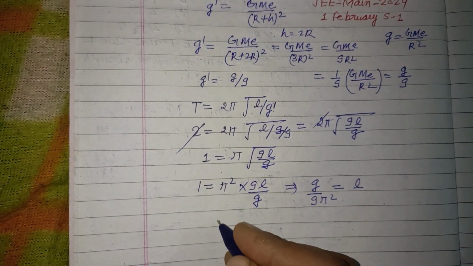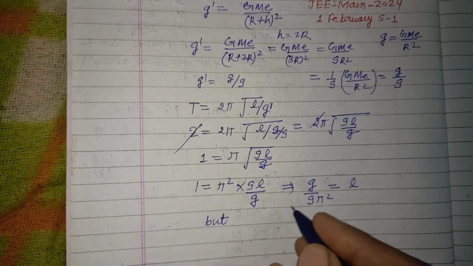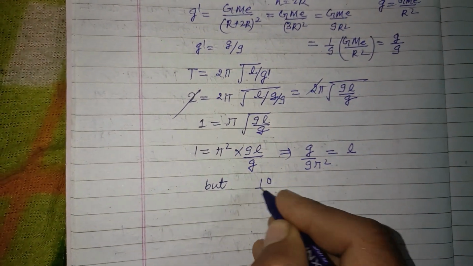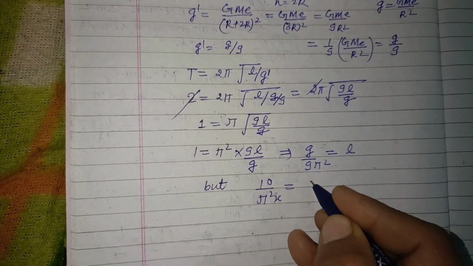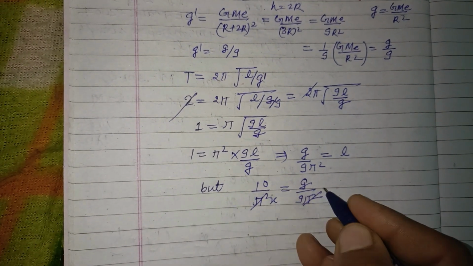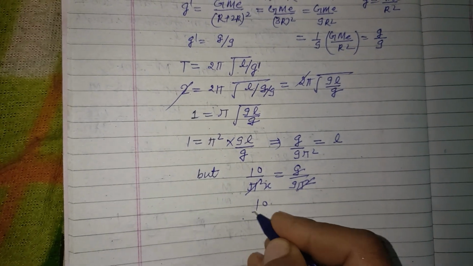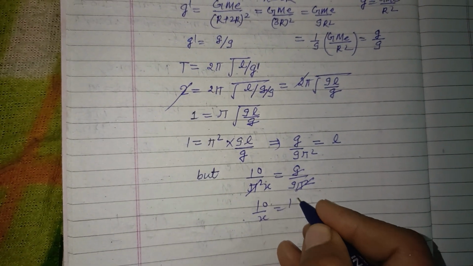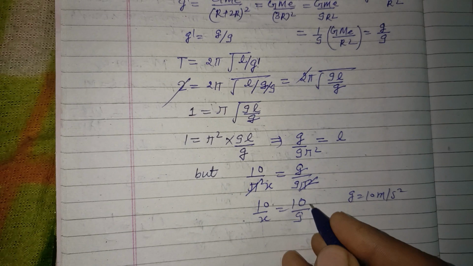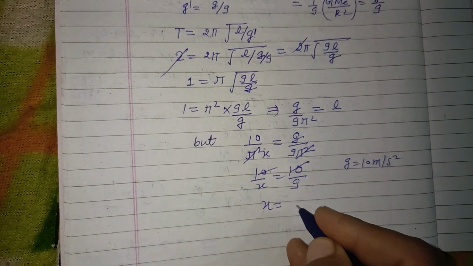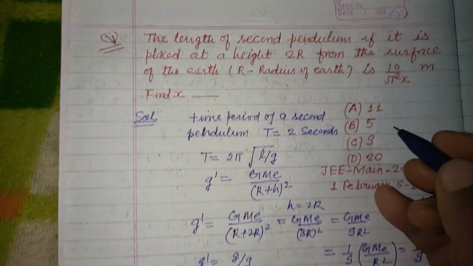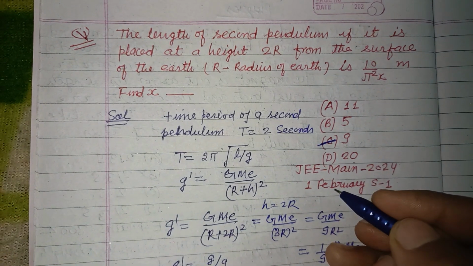What in the question is given: L is given to us, which is 10 upon pi square x. So 10 upon pi square x equal to g over 9 pi square. Pi square cancels, and you know that g is 10 meter per second square. So 10 upon x equals 10 upon 9, 10 cancels, and on reversing we get x equal to 9 meter. So 9 meter is the correct answer of this question, which is found in option C.